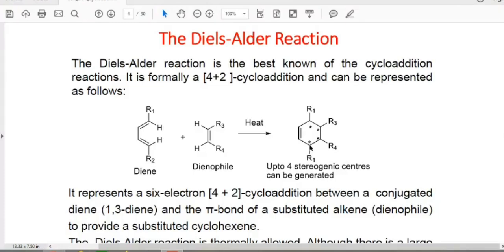Here the carbon is there at the point given by the asterisk, the star mark. Here is a CH group, or CH double bond CH. Here is one alkyl substituent. Here is another alkyl substituent, and one hydrogen must be there. So this is a stereogenic center. This one is also a different stereogenic center. Therefore 4 stereogenic centers can be generated in the reaction.